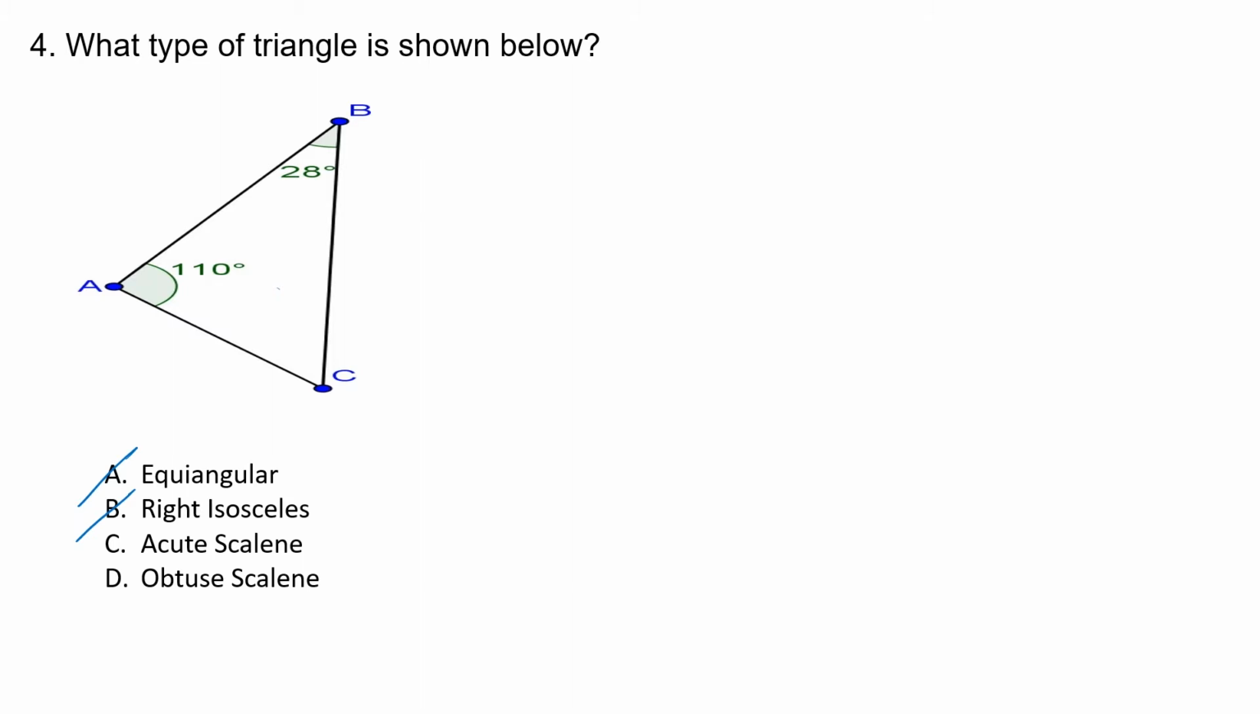Next, we have acute scalene. So acute means that all of your angles would be acute and that no sides would be congruent. 110, that is an obtuse angle, so that will not work. The only thing that is left is D, which is obtuse scalene, and we have this obtuse angle here, and we don't have any congruent sides.